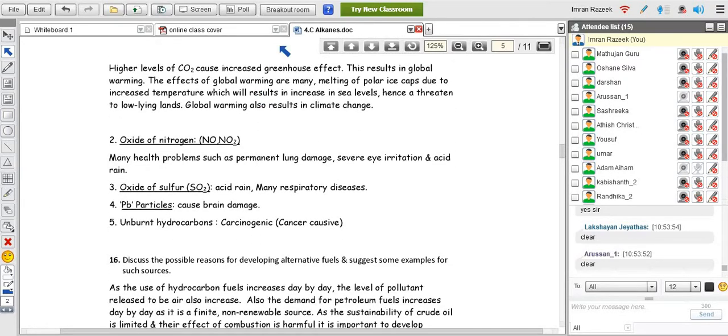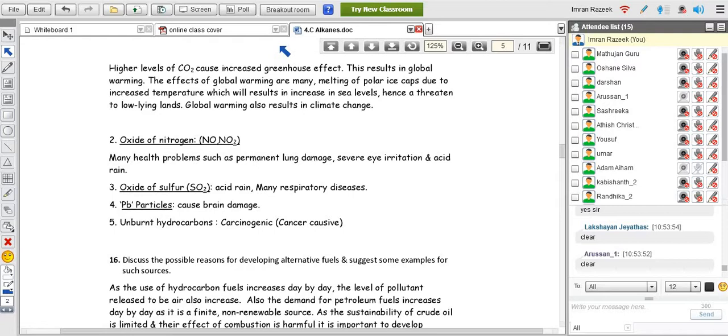As for the oxides of nitrogen, they cause permanent lung damage and severe irritation, and nitrogen dioxide dissolves with the rainwater to form acid rain. Oxides of sulfur likewise cause acid rain. Sulfur dioxide dissolves in water to form sulfurous acid, H2SO3, not sulfuric, sulfurous first. Sulfur trioxide dissolves in water to give sulfuric acid.